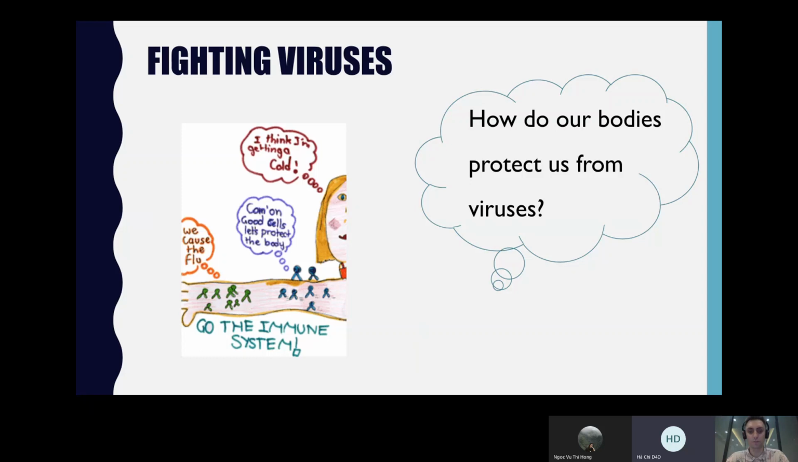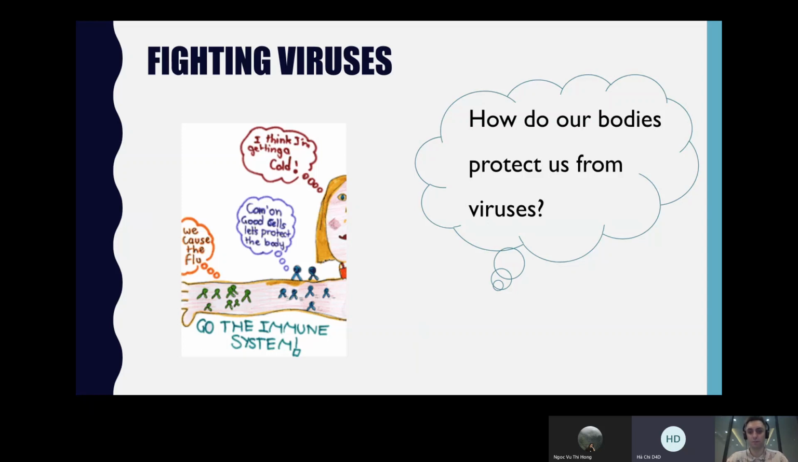Step 2 is nose hairs. When you breathe in viruses, some of them get trapped in your nose hair. Nose hair will block viruses so they don't get into the body. Step 3 is mucus fluid in our body. Mucus carries the viruses to the back of the throat where they are swallowed.